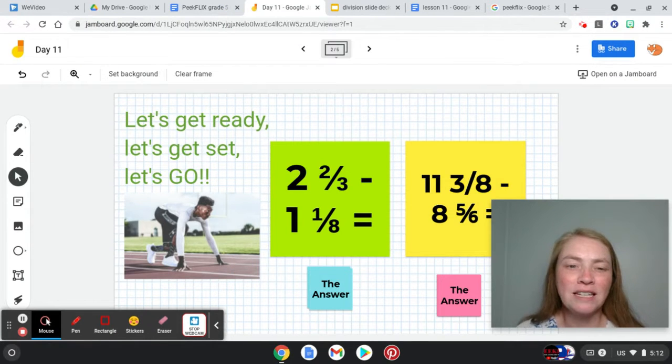All right, let's get ready, let's get set, and let's go. Let's subtract some fractions. As you can see here, both of our questions today are mixed numbers with subtraction. So I'm going to go to my sign paper. I'm going to show you how to do the work to find the answer. And when we get back, I will reveal the answer.